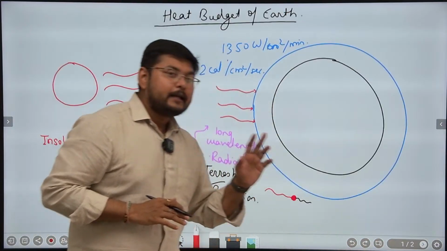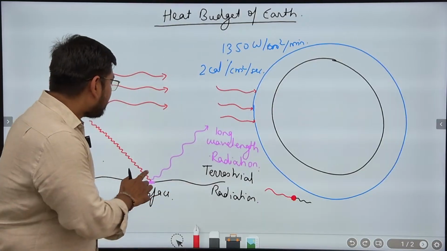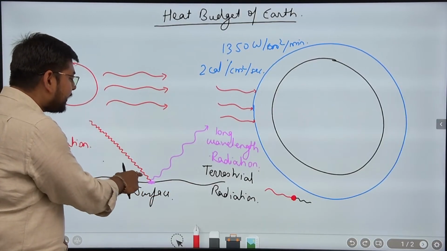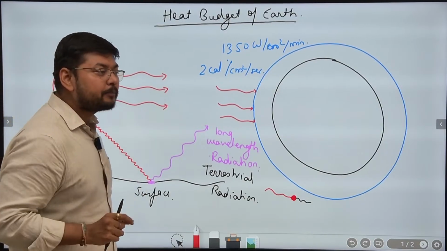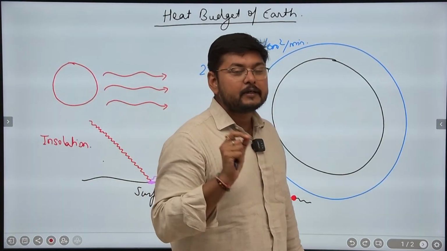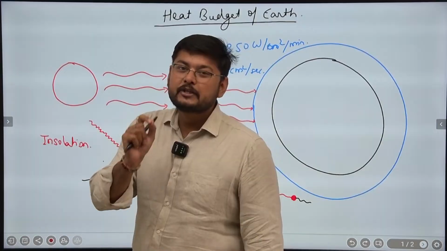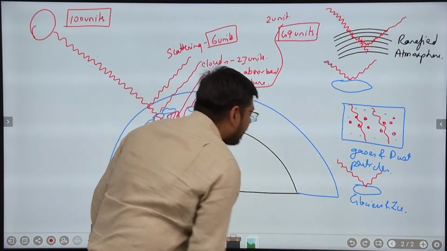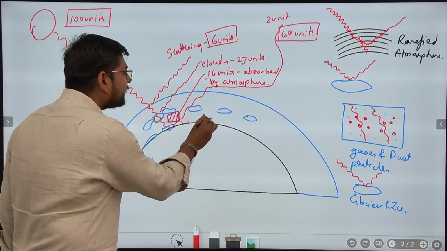Till now, we cannot call them terrestrial radiation because the phenomenon has not occurred yet, that the incoming solar radiation is being absorbed by the surface of Earth. This is a very important part: if the surface of Earth is not absorbing that particular insolation, it will not become terrestrial radiation. So after this, what will happen? The insolation will be dropping over the other areas also.